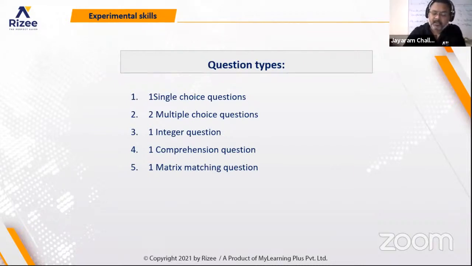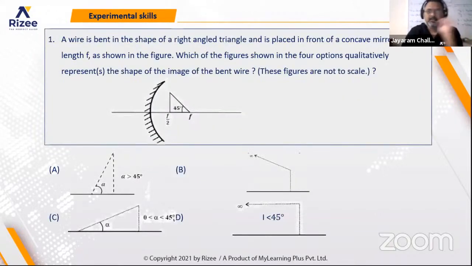Today we have divided the questions based on experimental skills into different models: single choice, multiple answers, and integer type, taken from different sections. Now we'll be discussing the types of questions. The first question we'll discuss is this, so read the question carefully.